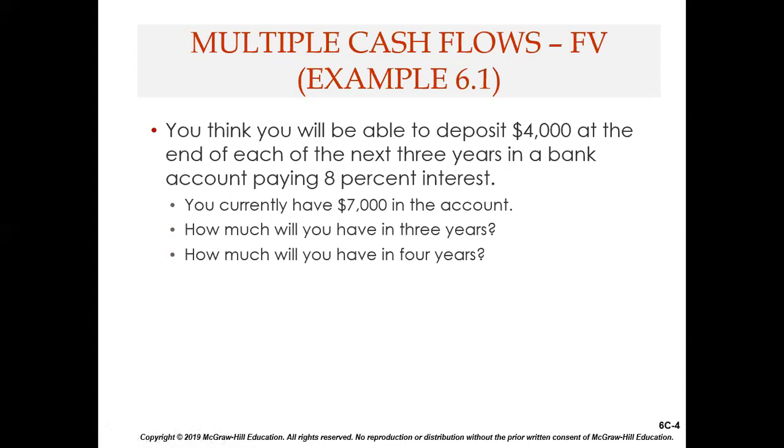So here's our first example. We already know how to calculate present value and future value of one amount. But you think you will be able to deposit $4,000 at the end of each of the next 3 years in a bank account that will pay 8% interest. So now you're not making one deposit of $4,000 today. Now you're saying I can make $4,000 at the end of each year for the next 3 years.